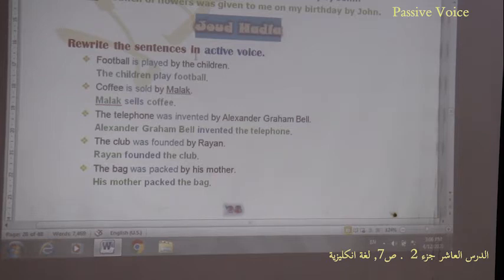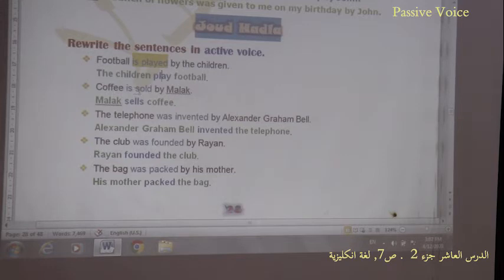So in this exercise we are going to rewrite the sentences but in the active. So they are in the passive and we need to change them into the active voice. So here we can see is plus the third form. So here it is past simple, passive. Football is played by the children. Now we start with the object. So the children play, present simple, active, the first form of the verb.